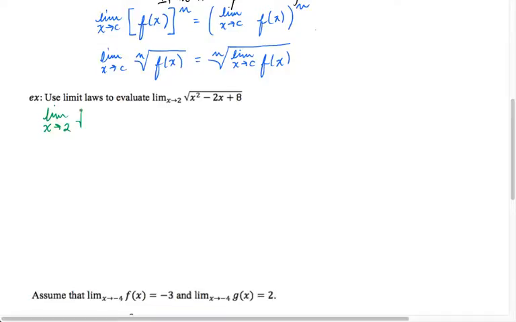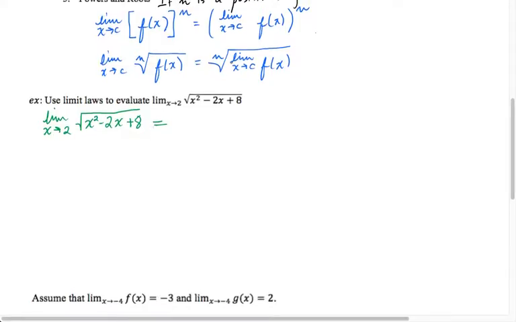First, I'm just going to copy the limit. So the limit as x approaches 2 of the square root of x squared minus 2x plus 8. Now, the first limit law that we're going to apply is this one right here. We can bring the limit underneath the radical. So we can write this as the square root of the limit as x approaches 2 of everything under the radical, x squared minus 2x plus 8.